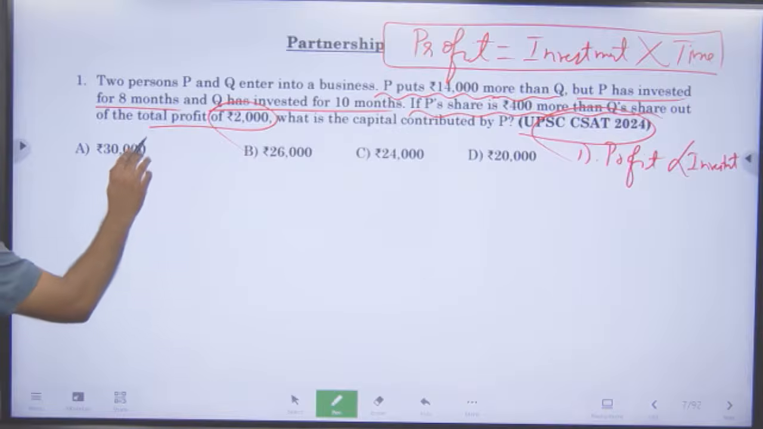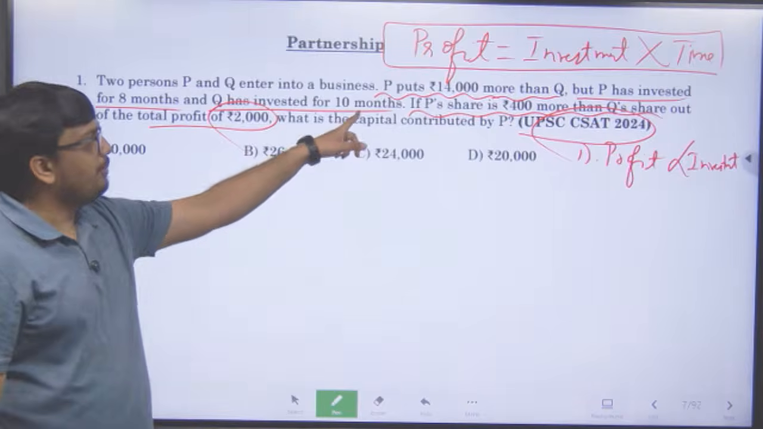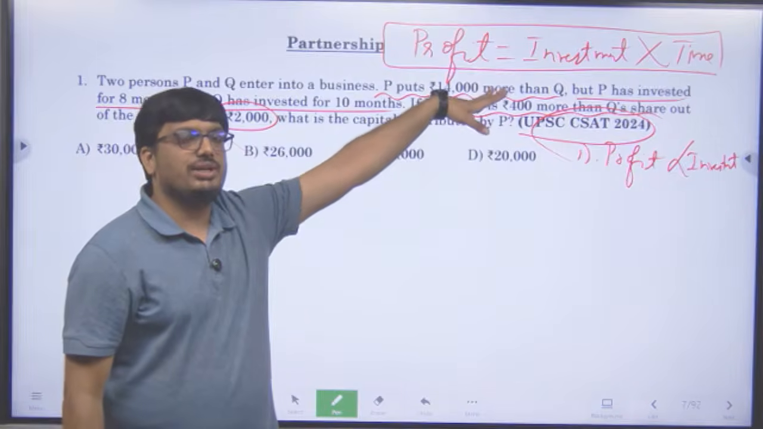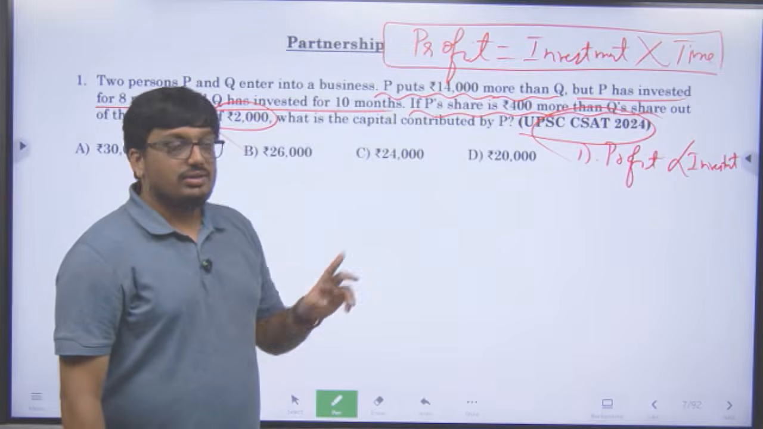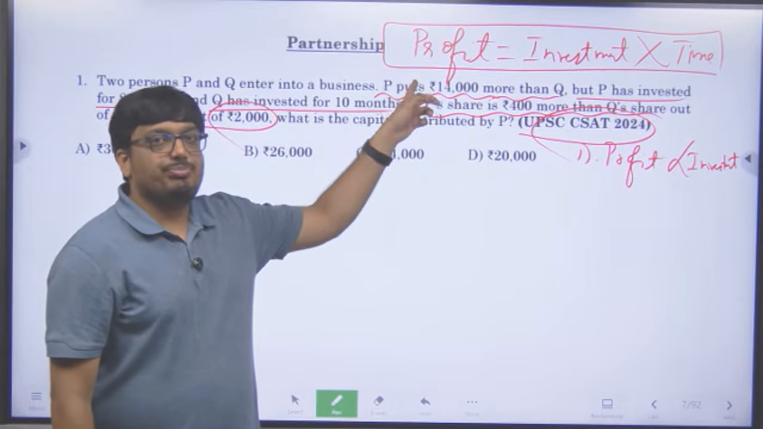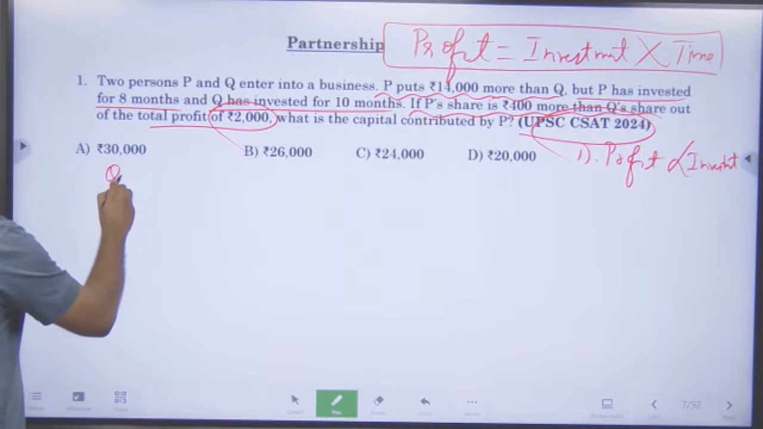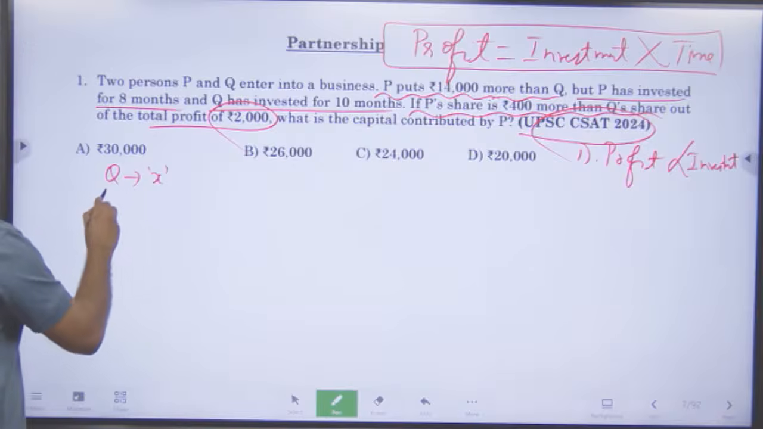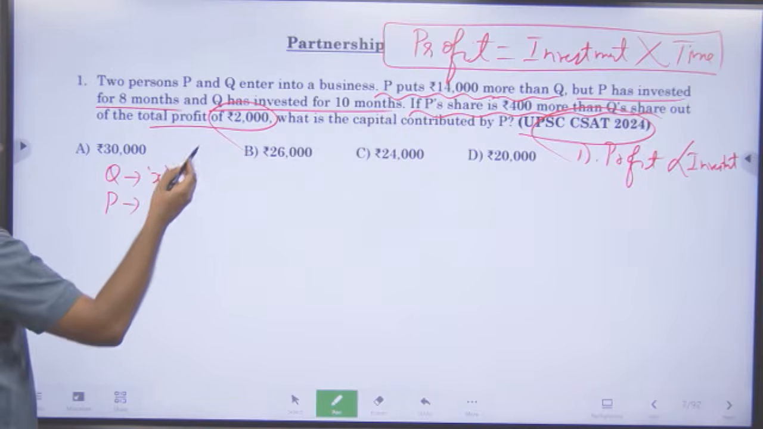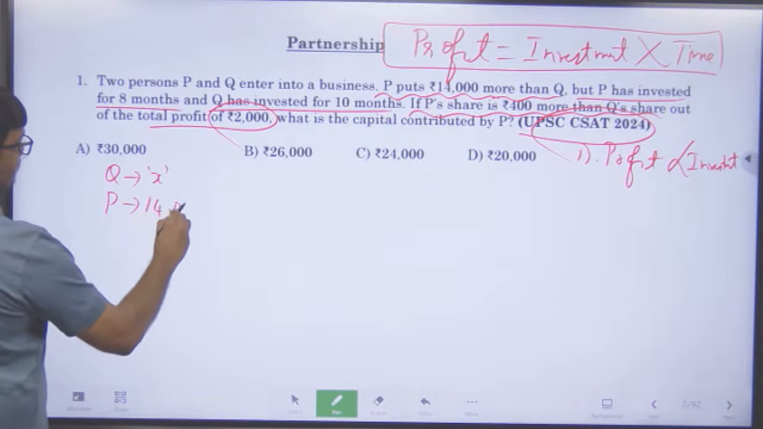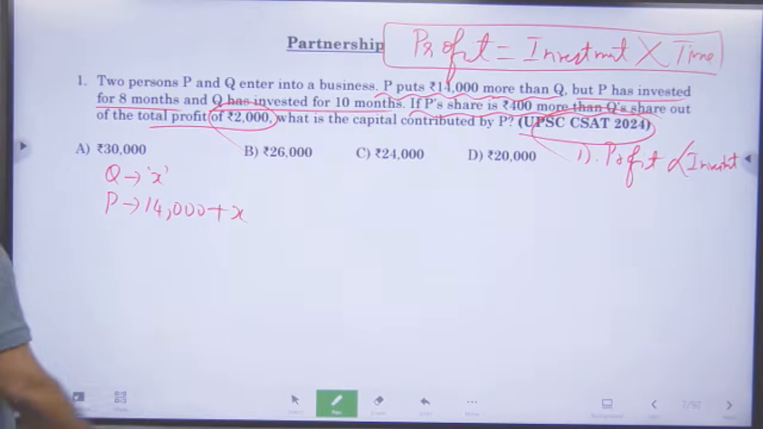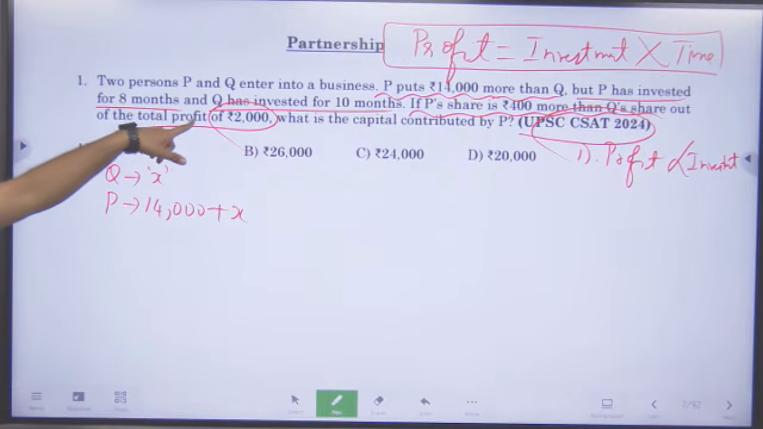Listen carefully. P puts rupees 14,000 more than Q. That is the investment of P. We are comparing investment of P with Q. Q you don't know. Put it as X. Let investment of Q be X. P's investment will be what? 14,000 plus X. Then listen here.